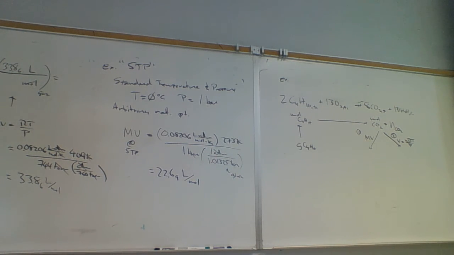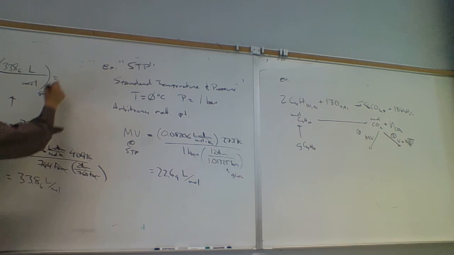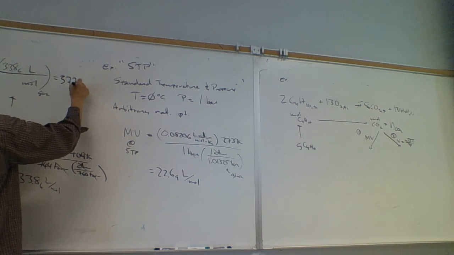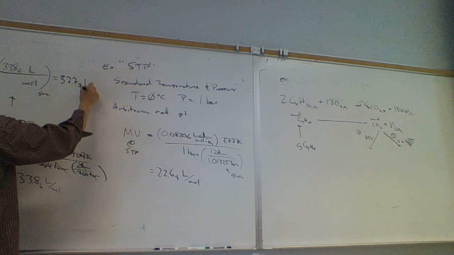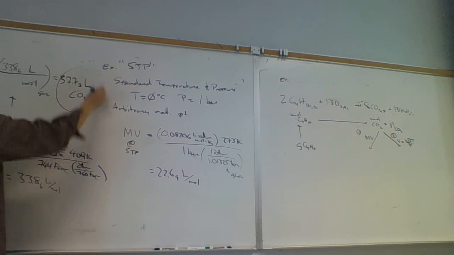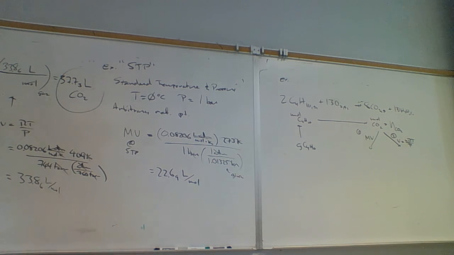So let's go ahead and do the calculation. 16.2 divided by 58.14 times 8 divided by 2 times 33.86, 37.73 liters of CO2 is generated.